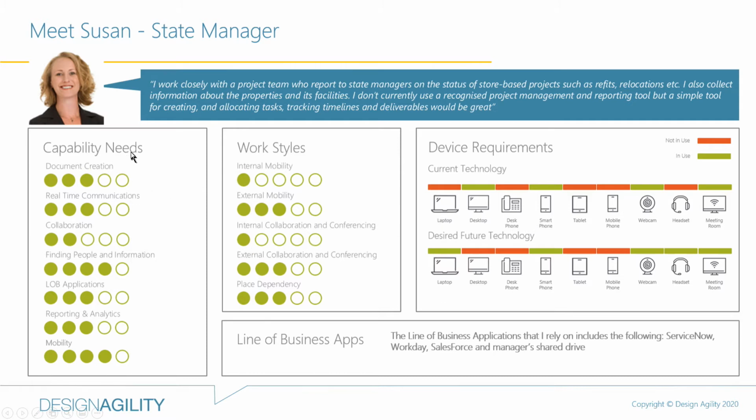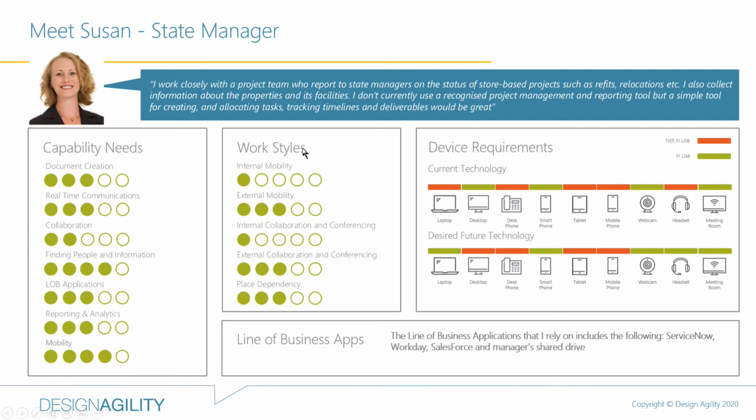Now, there's a ton of information on this slide, so it's intriguing to go through. It starts off with her capability needs. What does she need her technology to do? Document creation is a 3 out of 5. Real-time communications, 3 out of 5. So kind of mid-range needs. Collaboration is not that needed for her, so it's a 2 out of 5. But finding people and information is quite high, 4 out of 5. And mobility is a 4 out of 5, so she needs to be more mobile.